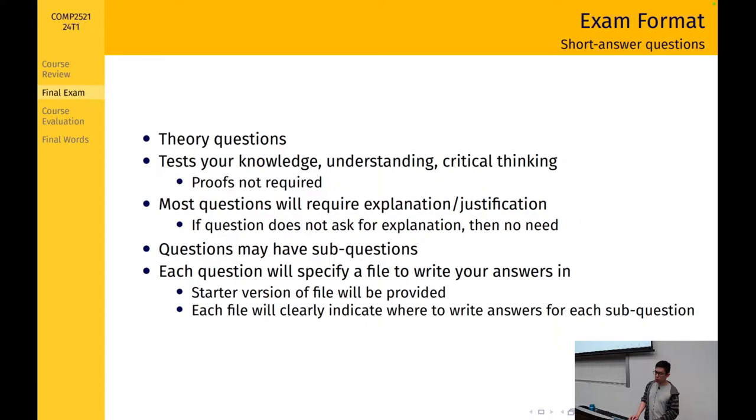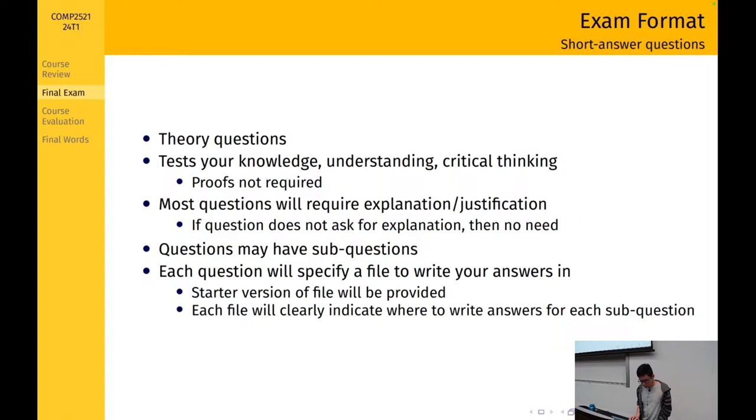Okay, so questions will usually have sub-questions, so 1A, 1B, for example. And each question is going to say which file to write your answer in. Cool. And you can see all of this if you try out the exam environments in your lab.